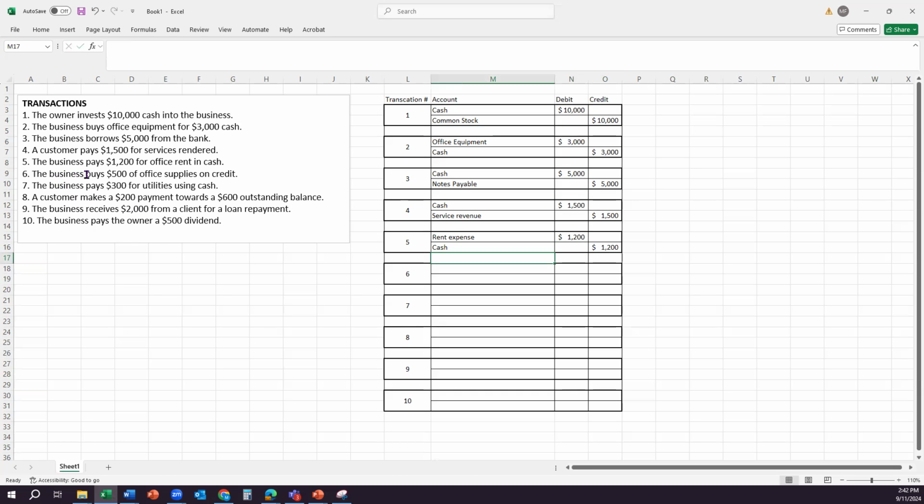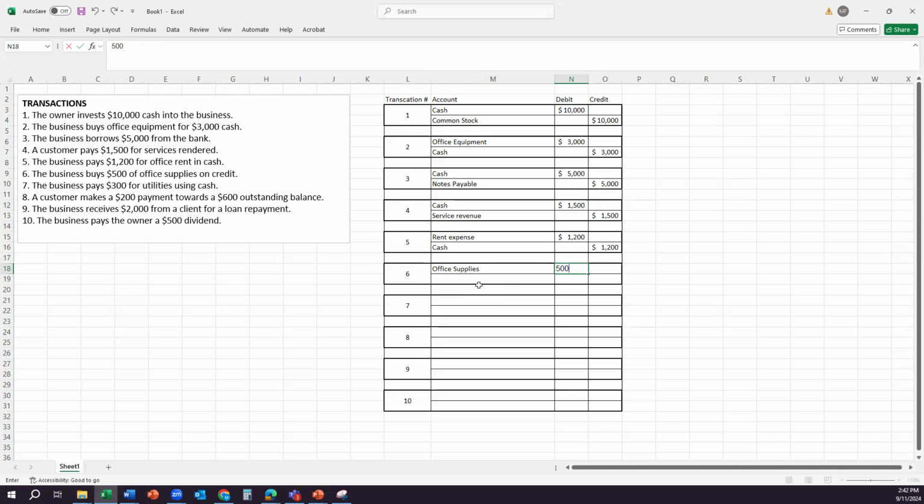Six, the business buys $500 of office supplies on credit. So when it says we buy something on credit, what that means is we're not paying cash for it right now. Instead, we're promising to pay later. And that creates an account called an account payable, money we owe to somebody else. So I'm buying supplies, office supplies, and they're assets. So they'll increase with an asset.